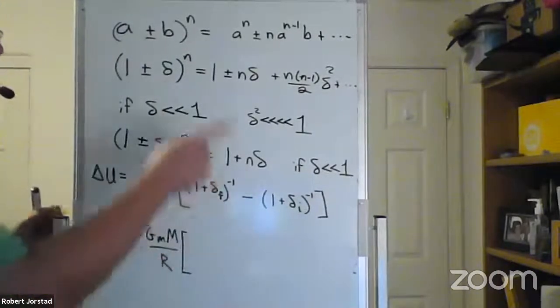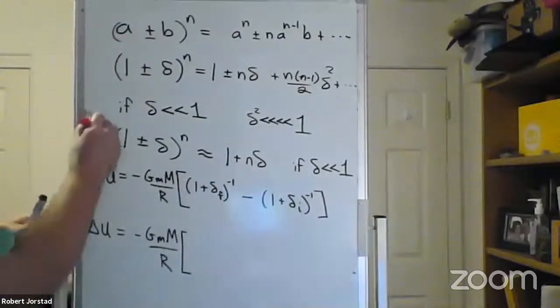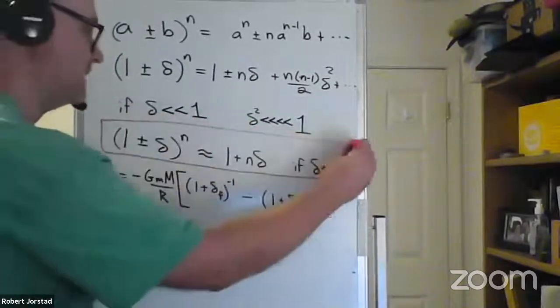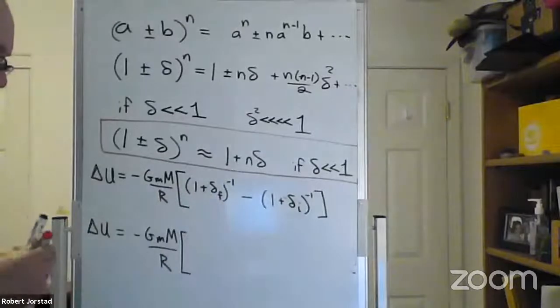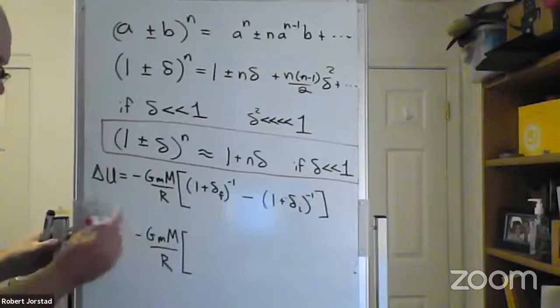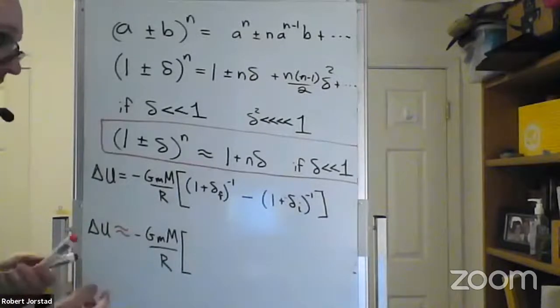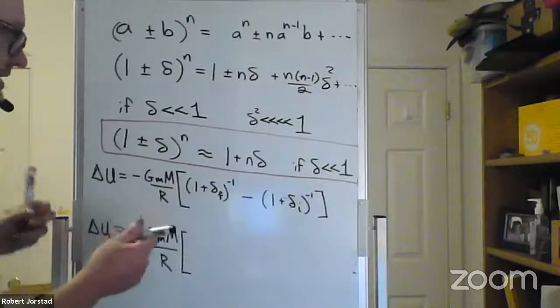Okay, let's use this binomial expansion. Let's use this line of math to simplify these two binomials. And when we do that, we're no longer equals, we're only approximately equals. Okay, what does this first one become?